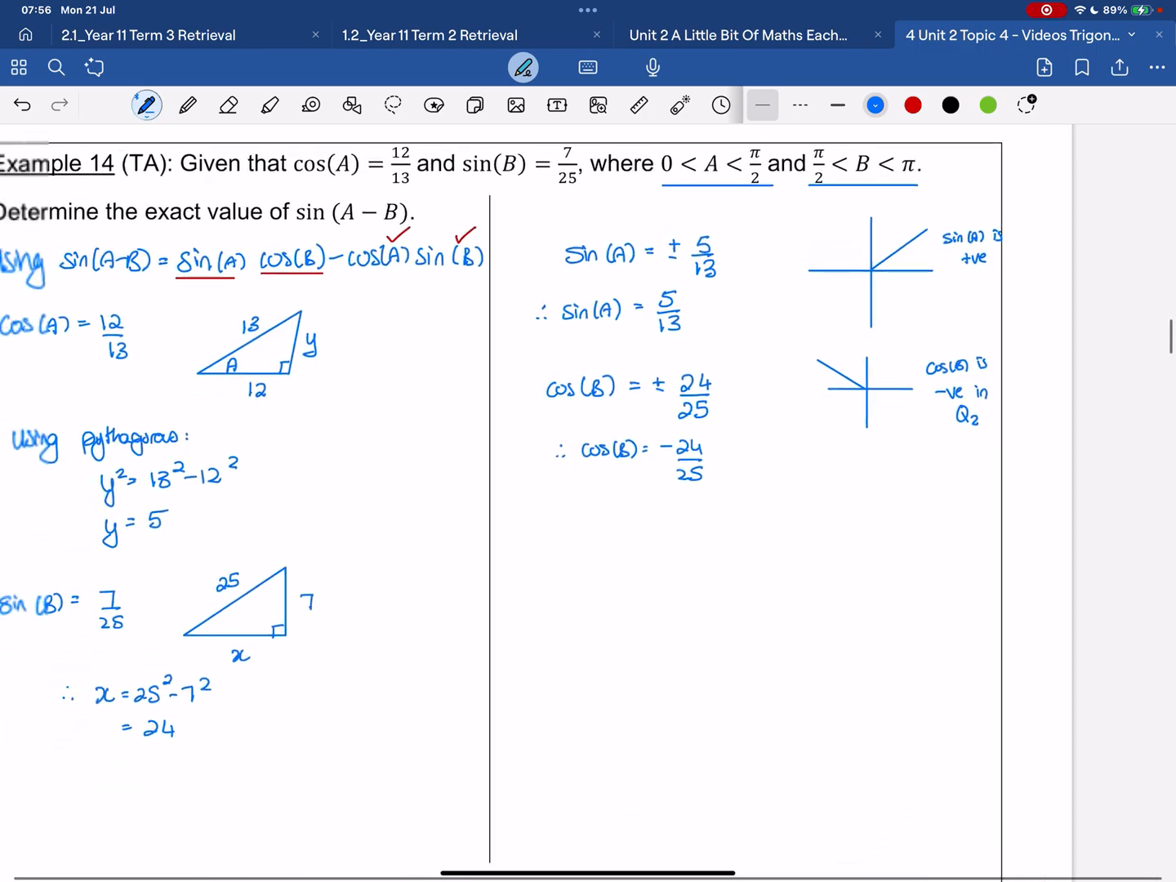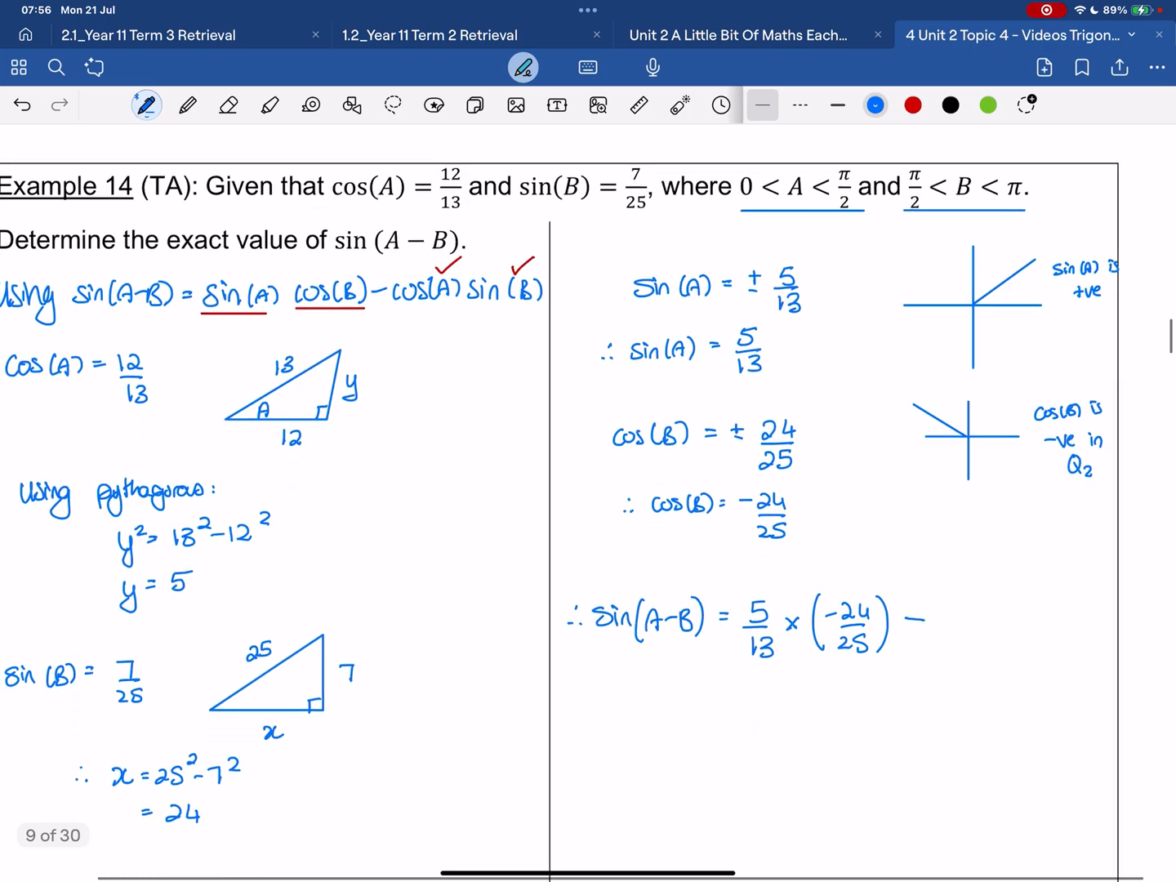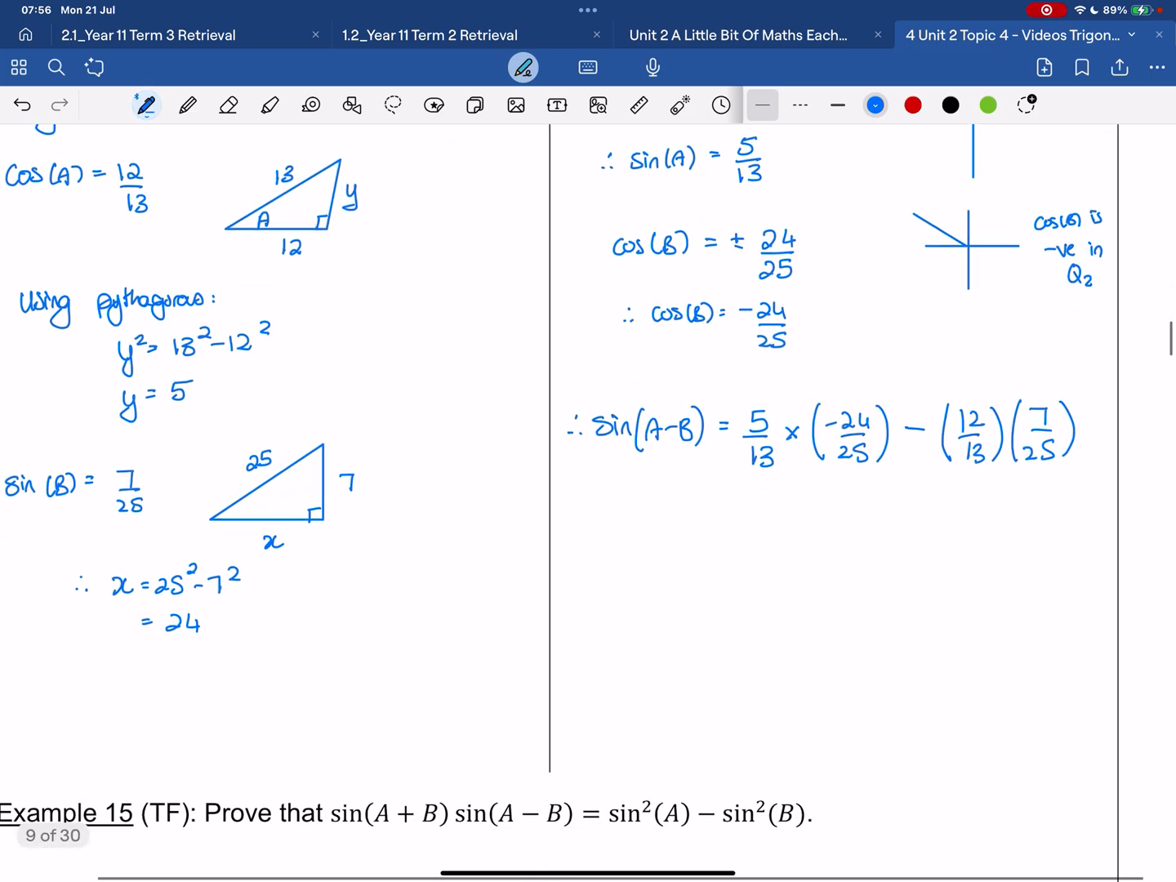So now I've got my values, and it is just going to be a case of putting them in. So therefore, sine of A minus B is going to be 5 over 13 multiplied by cos of B, so negative 24 over 25, minus, now cos of A was given to me, 12 over 13 times by 7 over 25, and that gives me negative 204 over 325, and you could simplify that with your calculator.